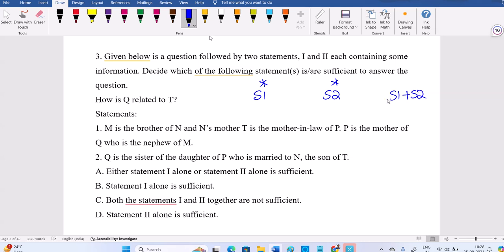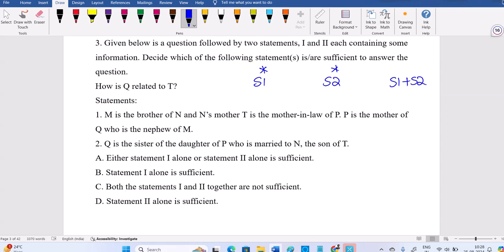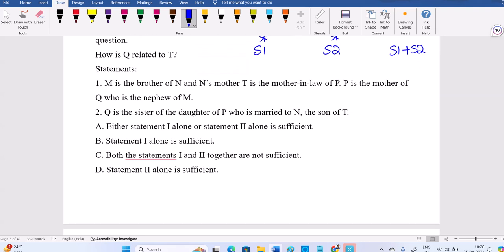So here, first we'll try one alone. Can I answer Q and T? At least Q and T are available in that. Okay, fine, available. So let's see, can you give the relation between Q and T with the data given in statement 1 alone? So statement 1 alone I am checking now. I'll put a tick mark, and if it is not possible, I'll put a cross.